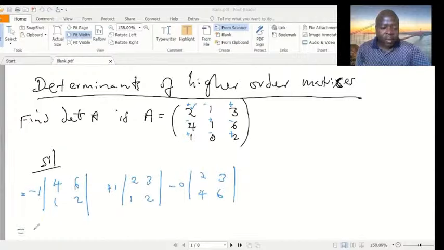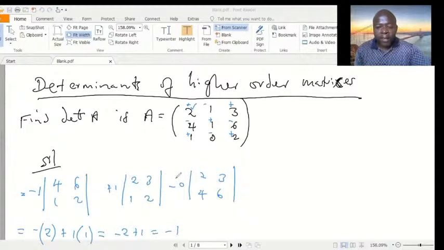Now, what does the first one give us? Negative 1 into, this is 8 minus 6, which is 2. Then plus 1 into, this is 4 minus 3, which is 1. So we have negative 2 plus 1, which is negative 1. So you found the same determinant. And I said you can find the determinant along any row or along any column, so long as you remember the steps.